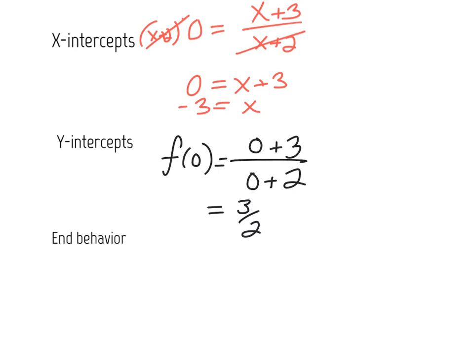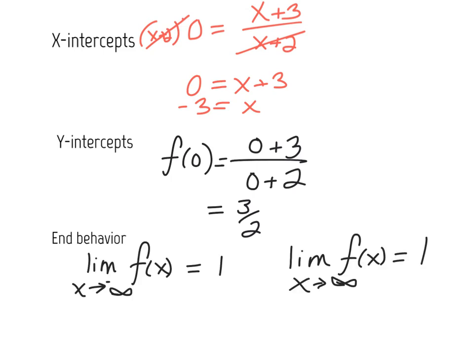Now let's do the end behavior. To the left and to the right, it's approaching that horizontal asymptote. So the limit of f of x as x approaches negative infinity is 1, and the same as it approaches positive infinity. Okay, so hopefully this reviews many of the concepts. You need to practice by doing a few on your own.